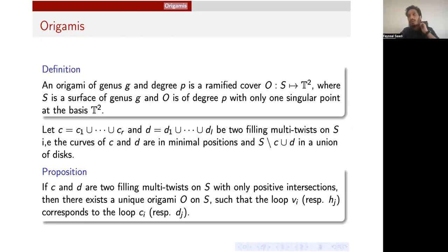And now one way to define many pseudo-Anosov homeomorphisms is the notion of origamis. So what is an origami? An origami is just a ramified cover over the torus, where we have only one singular point on the base.